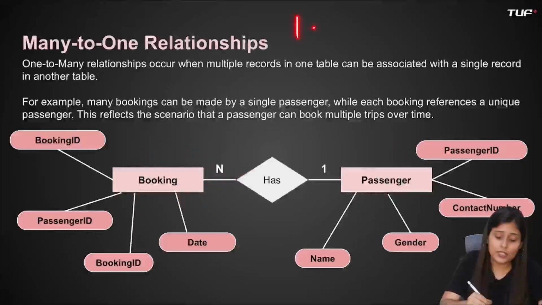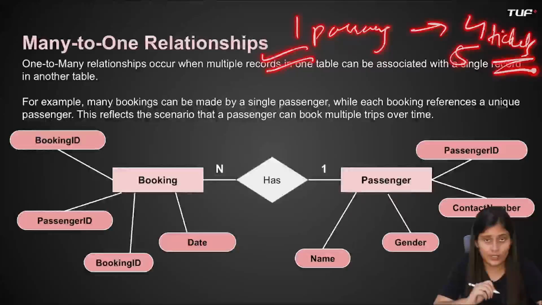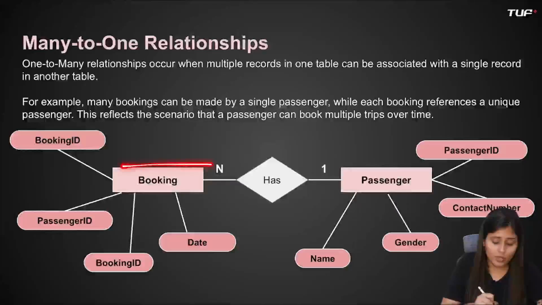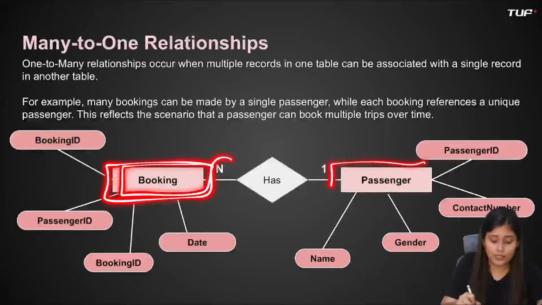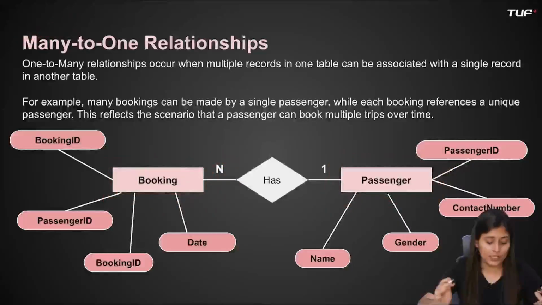One passenger can book 4 or 5 tickets, multiple tickets with different names for sure. They have the right to book multiple number of bookings. So multiple bookings can be associated with a single person, done by a single person, and this shows the many to one relationship.